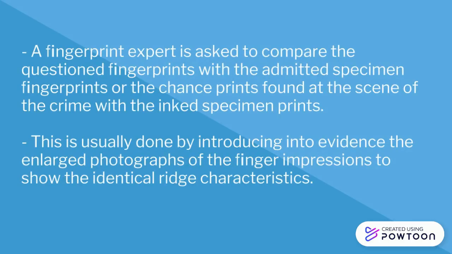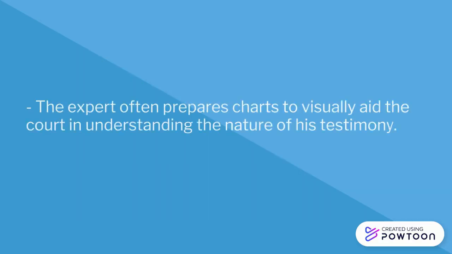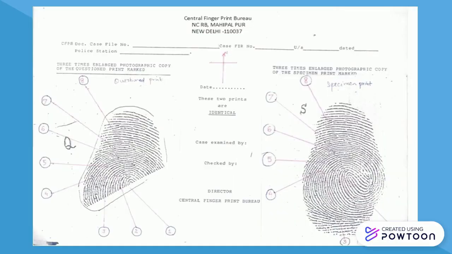A fingerprint expert is asked to compare the questioned fingerprints with the admitted specimen fingerprints or the chance prints found at the scene of crime with the inked specimen prints. This is usually done by introducing into evidence the enlarged photographs of the finger impressions to show the identical ridge characteristics. The expert often prepares charts to visually aid the court in understanding the nature of his testimony.